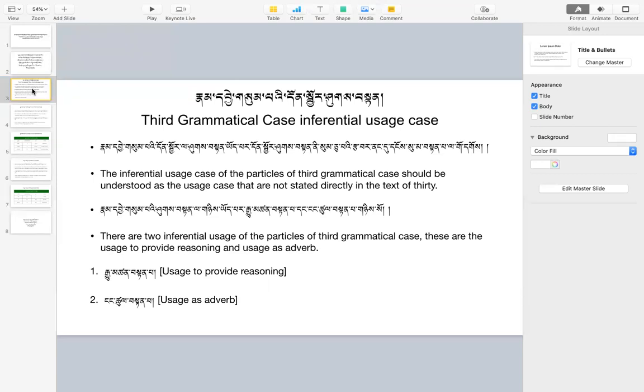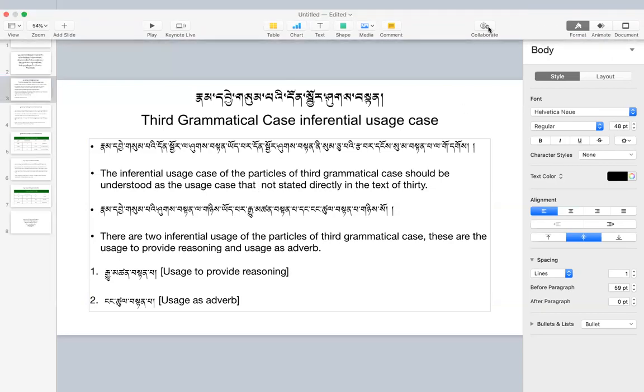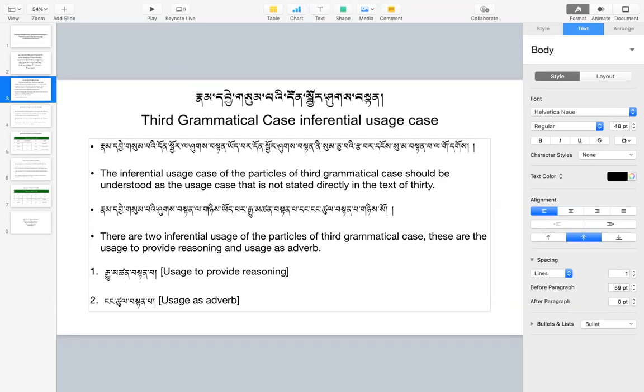Namye sumbe tunjola shuden yobar tunjo shudeni sumjube sawar ngosu matempa la kogus. No need of this, this is a double particle. So sumjube sawar means the text of 30. Ngosu means directly. Temba means shown or stated. Kogu means should be understood. So the inferential usage case of the particles of the third grammatical case should be understood as the usage case that is not stated directly in the text of 30.